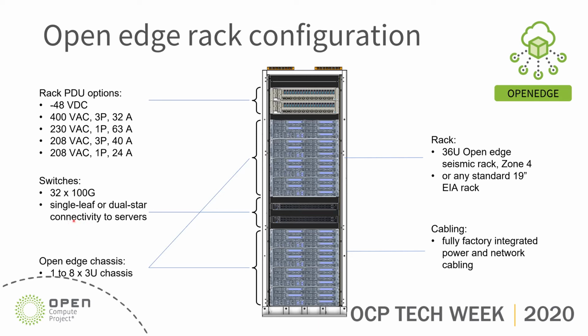The user can select 0, 1 or 2 switches based on the need. Based on the number of chassis included in the order, the user can pick from 1 to 8 3U chassis, and then the switching capacity and power feed capacity can be scaled to meet that number of servers.